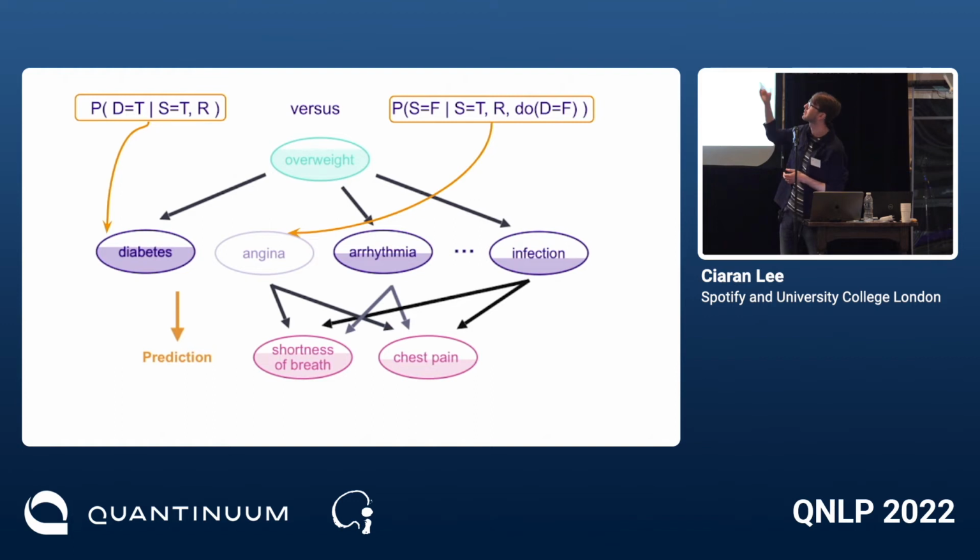Because if I updated my knowledge, I see diabetes is quite likely, but now I reach in and I cure diabetes, it's going to have no effect on the symptoms. So it would be a bad explanation in this case. But something like angina, for instance, has this kind of strong causal link, and so it would have a high probability in the counterfactual sense, and so would be proposed as a good explanation of my symptoms. So that's why we might expect it to work.